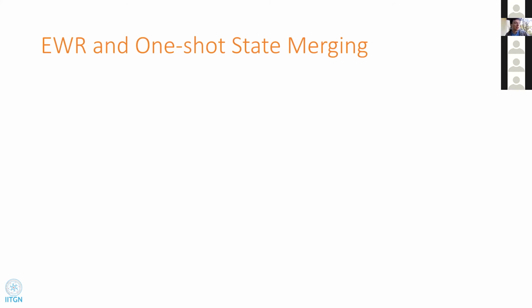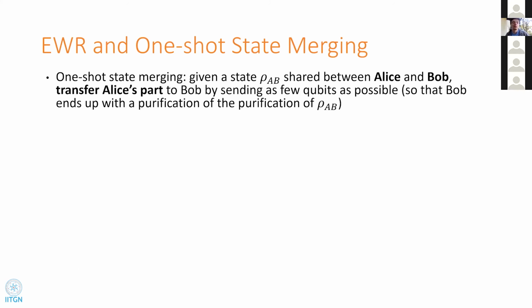Okay, so what does this have to do with this thing called one-shot quantum state merging? Well, one-shot quantum state merging is the following task. You have some state rho AB that is shared between Alice and Bob, and you want to transfer Alice's part of the state to Bob by sending as few qubits from Alice to Bob as possible. And what I mean by transfer, and there are a couple of definitions, the most standard one is that if the state rho AB is purified by some system C, then Bob ends up with a purification of system C.